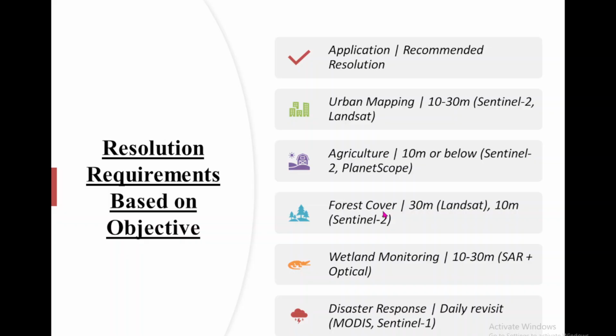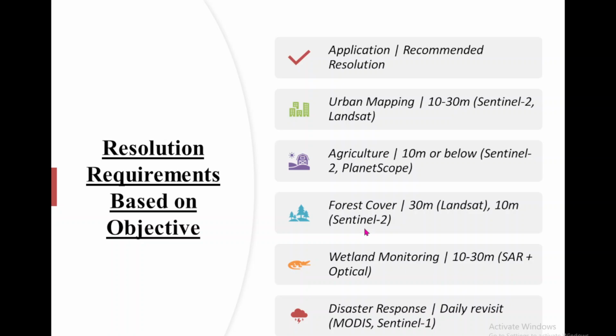Then forest cover. If you're trying to study forest cover, 30-meter resolution data, that is Landsat, wonderful, and 10-meter resolution Sentinel-2. These are the ones which are mostly used for these kind of studies, and we are definitely discussing something that is most commonly being discussed. So you might find yourself dwelling between one or two objectives. So identify yourself which objectives you are actually yielding to. Okay. Then next, wetland monitoring, 10 to 30 meter. Wetlands are very small regions, so you have to have higher resolution data.